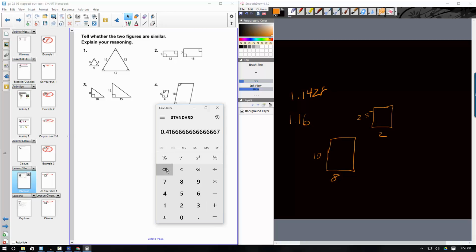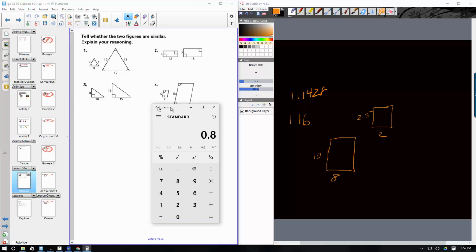This one here, if I take 5 divided by 12, let's just do this real fast. I get this. And if I take 7 divided by 15, I get that. So again, 0.466 and 5 divided by 12 was 0.416. So this is not proportional because they're different numbers when I take the smaller divided by the larger. If I take 8 divided by 10, I get 0.8, and 12 divided by 15, I get 0.8. So these are proportional. They are similar.